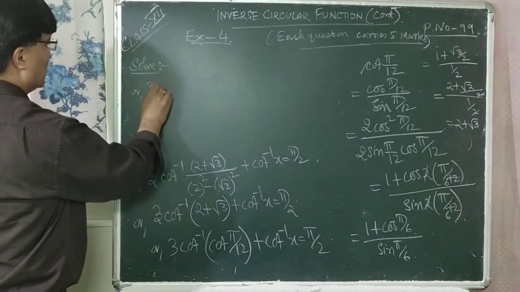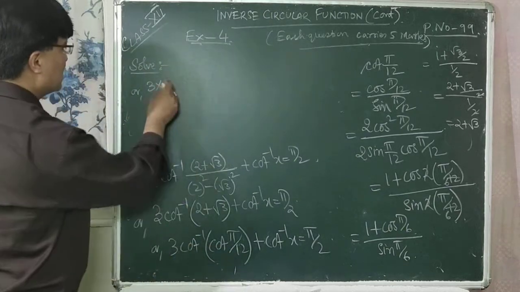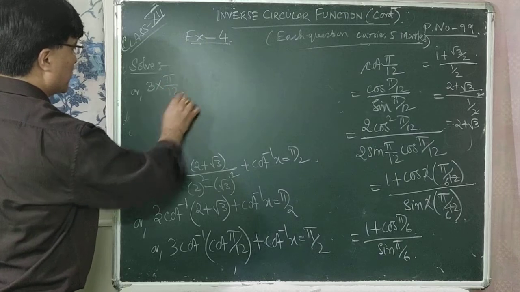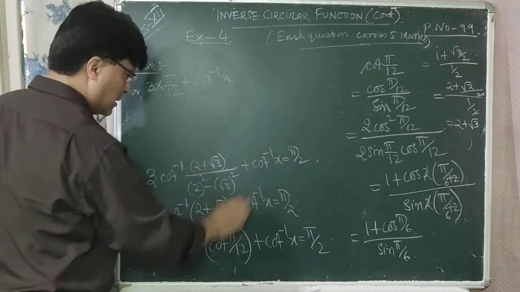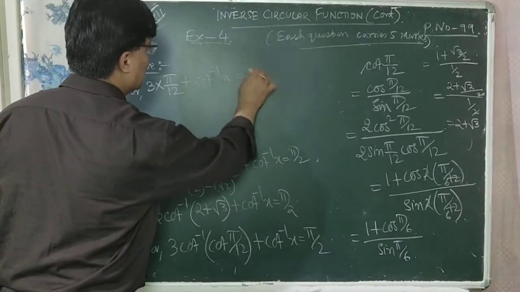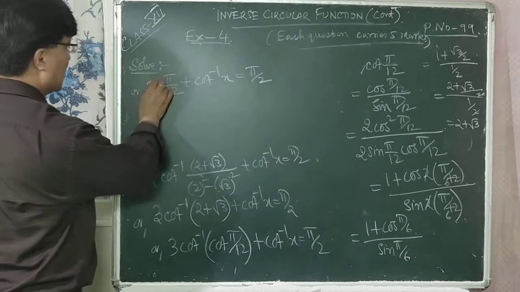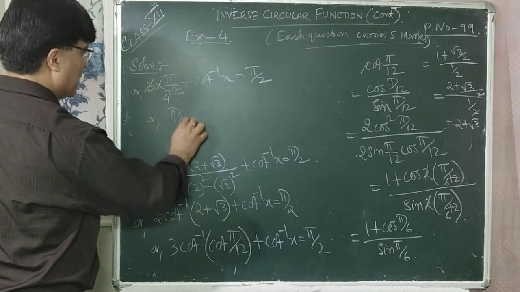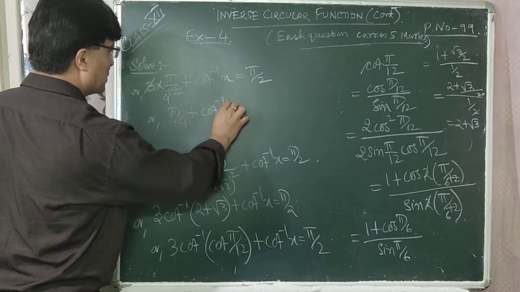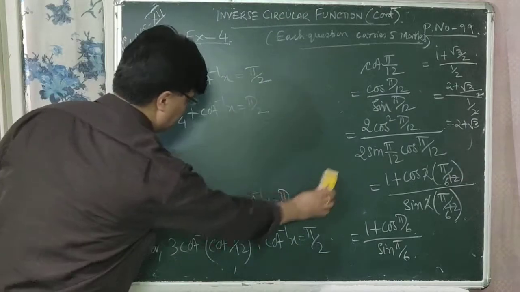Or 3 into what is cot inverse cot x? X, what is x here? Pi by 12, right? Plus cot inverse x is equal to pi by 2. So here you can cancel: 3 1s are 3, 3 4s are 12, so pi by 4 plus cot inverse x is equal to pi by 2, right?